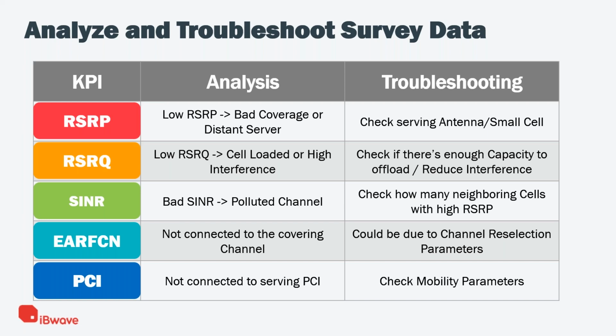Then we need to look at the SINR. If it's really about interference or high noise sometimes, then the SINR would be bad, obviously. If the SINR is bad, then obviously this channel is polluted. So we can check how many neighboring cells have high RSRP. That's an indication that if I have so many PCIs on the same channel having high RSRP, that explains why I have this bad SINR. And I would need to either lower the noise or adjust the antenna, especially if it's a directional antenna, adjust the tilt, for example, to reduce the reach of those cells.